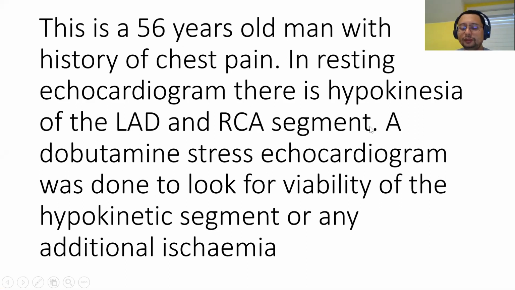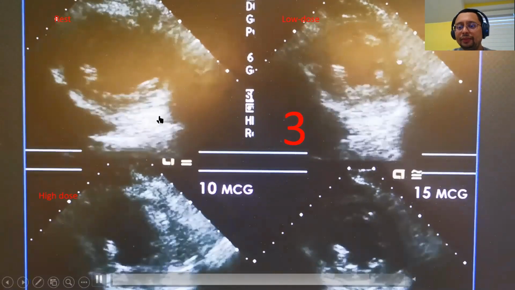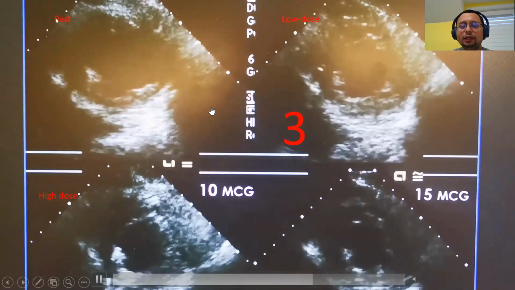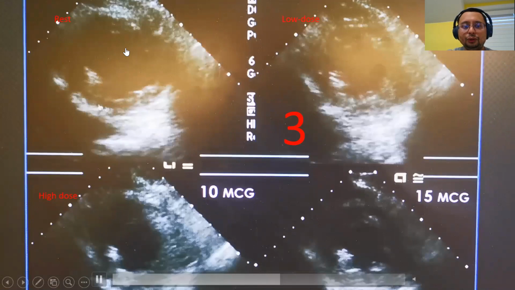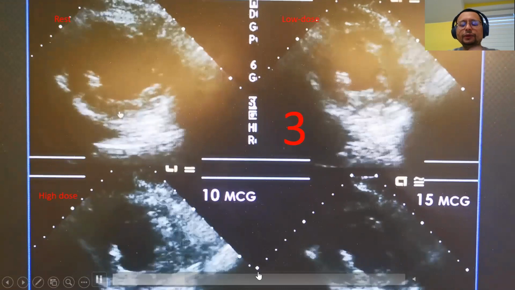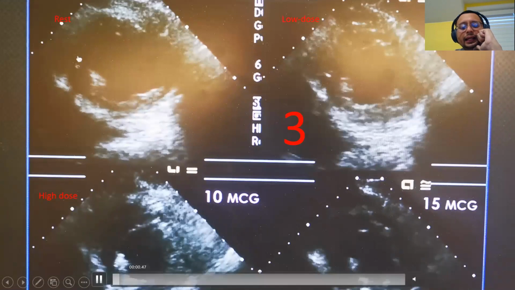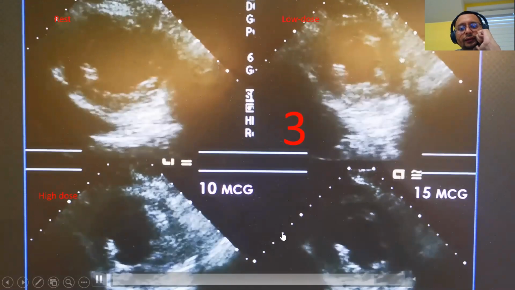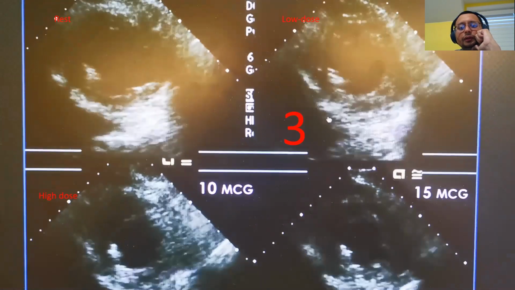All right. So this is the echocardiogram. This is rest, no dobutamine. This is low dose dobutamine. This is high dose dobutamine. Rest, low dose, high dose. So let it play again. Remember that the patient starts with hypokinesia at the LAD and RCA segment. All right. So look at that.